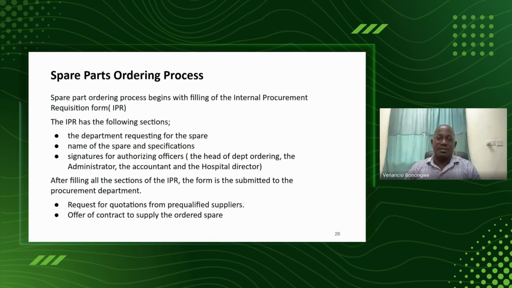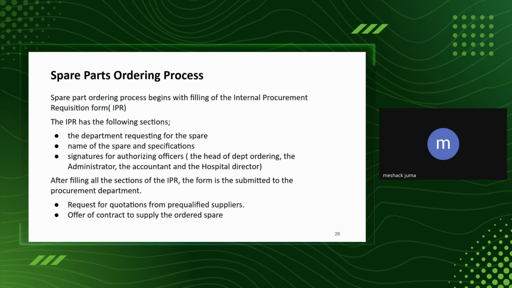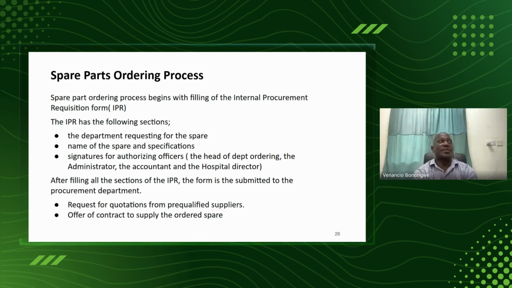Then lastly, on the IPR, we do have signatories, signatures for authorizing officers, that is from the head of department ordering that particular spare, the administration, the accountant, and the hospital director to authorize funds for procurement of that spare. After filling all the sections of the IPR, then the form is taken to the procurement department, and the procurement department do request for quotations from pre-qualified suppliers, or they float a tender in a newspaper for suppliers to bid. After everything, then the procurement department offer that contract to supply that ordered spare part to that particular supplier.